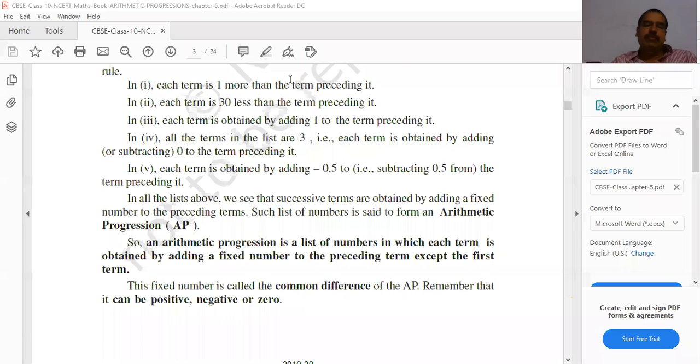Remember that the fixed difference, or common difference D, can be positive, negative, or 0. Positive means the series is in increasing order. Negative means the series is in decreasing order. 0 means the same term in the series.